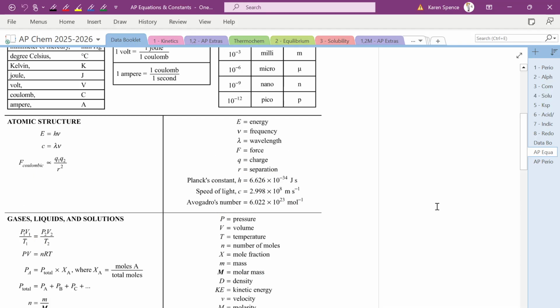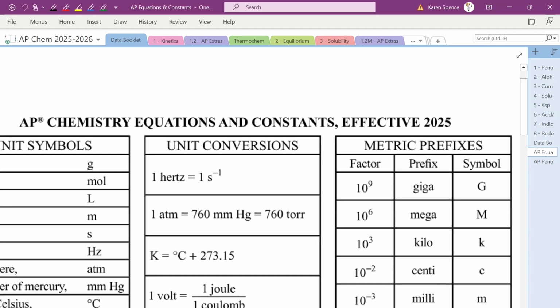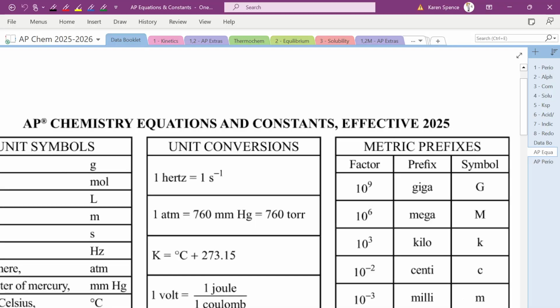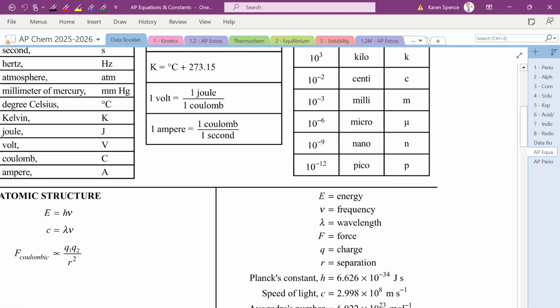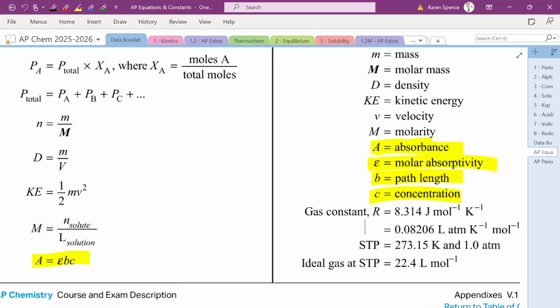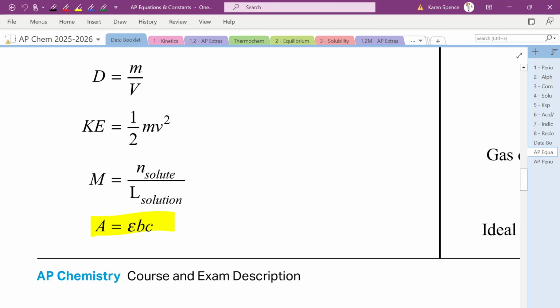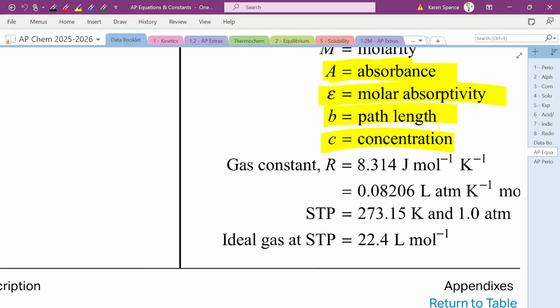It is in your AP chemistry equations, that blue package that you got, and down at the bottom here it says A equals epsilon BC. Now instead of L for the path length, they use B. But you don't have to remember that, because over on the right-hand side, it tells you that A stands for absorbance, epsilon stands for the molar absorptivity, B is the path length, and C is the concentration. Mostly all you'd need to do in this is just plug some values in and get your answer out. So it's pretty straightforward.